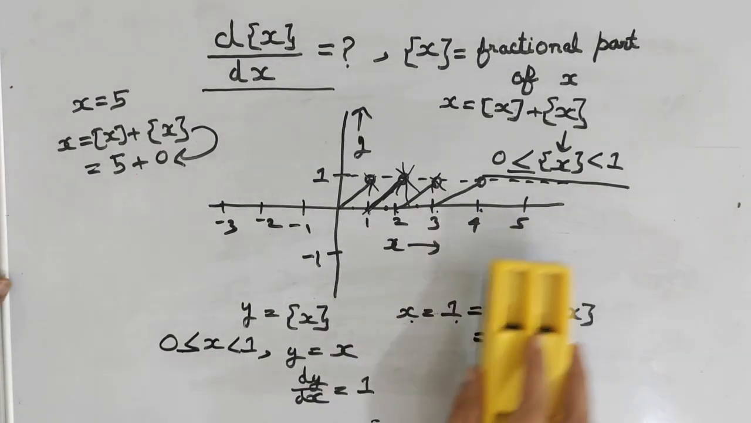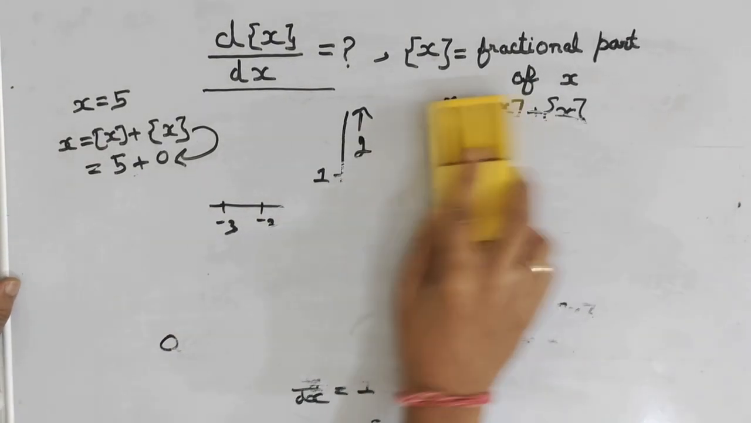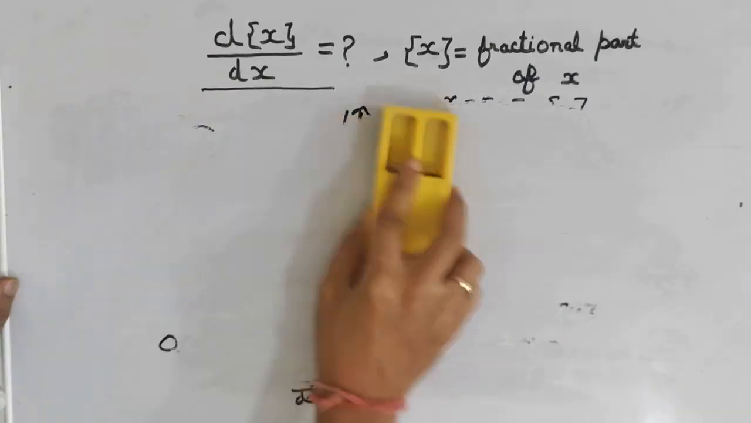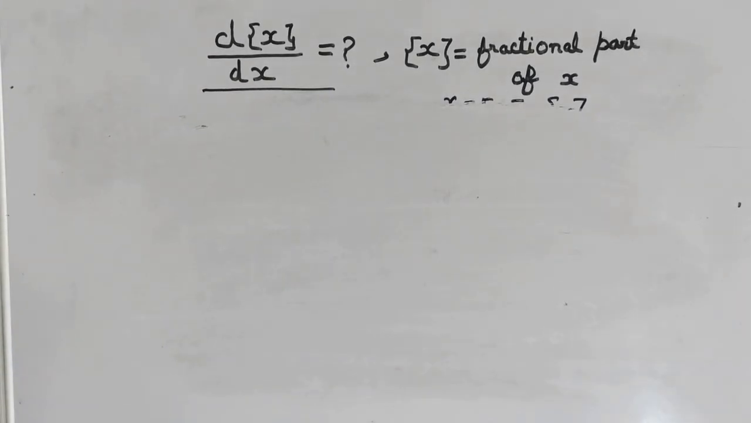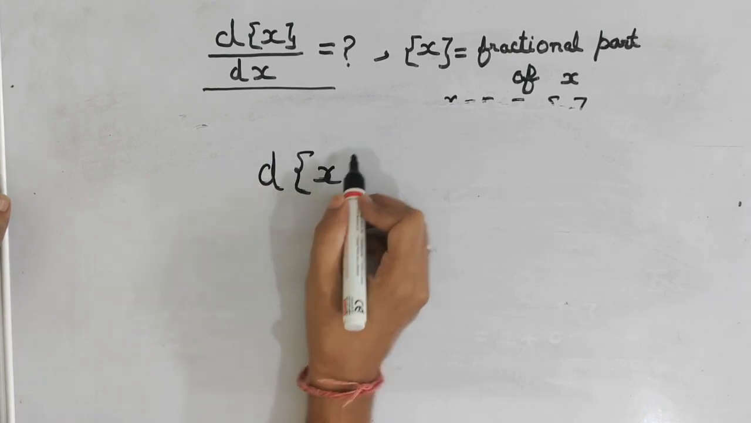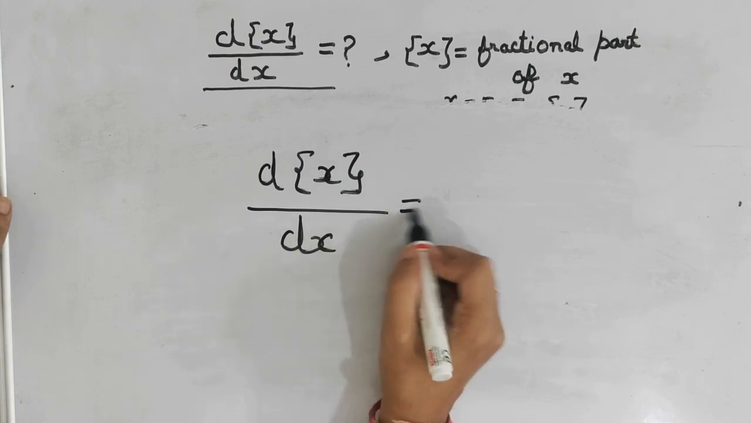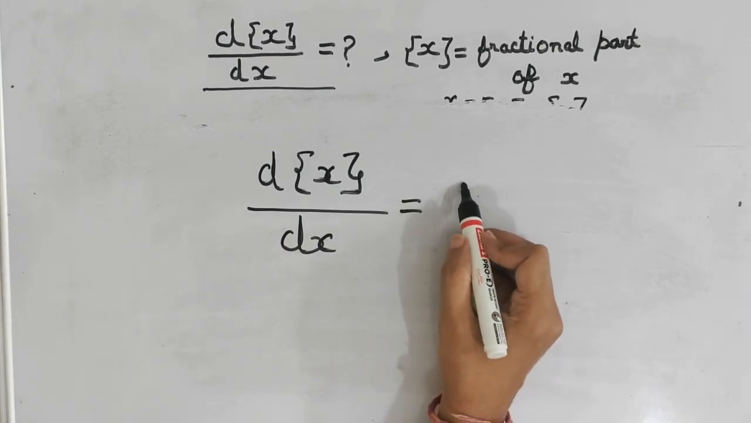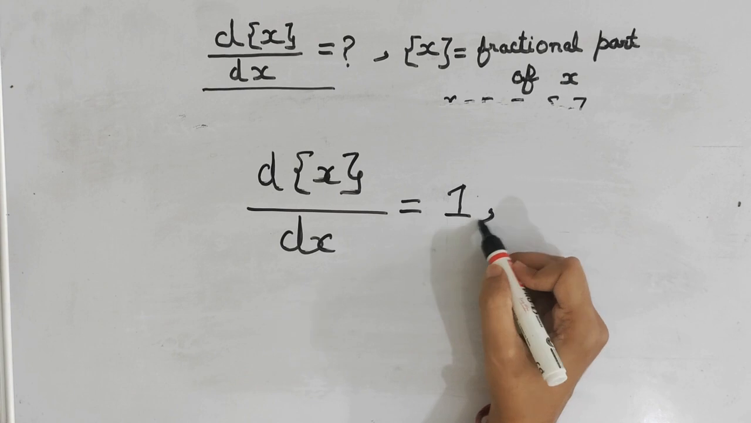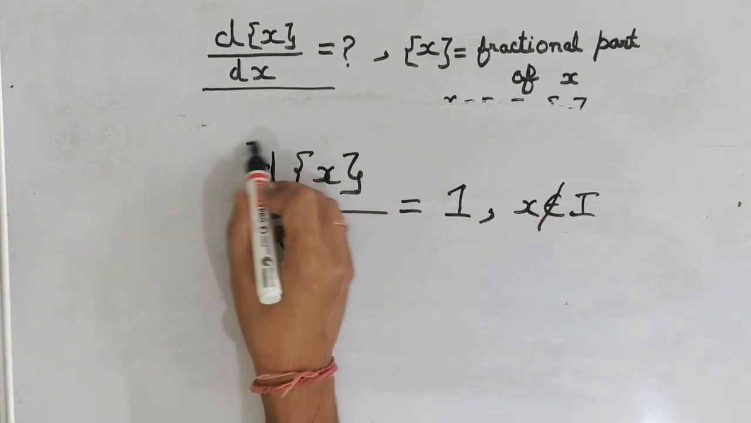So we can write as a conclusion here that the derivative of the fractional part, dy over dx, is always equal to 1, where x should not be an integer.